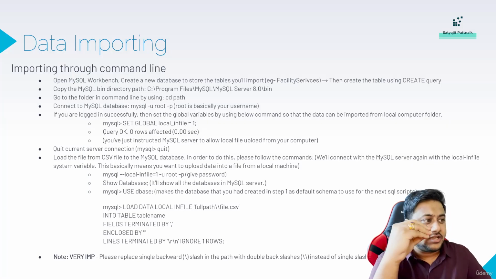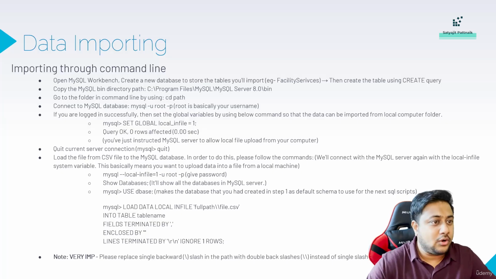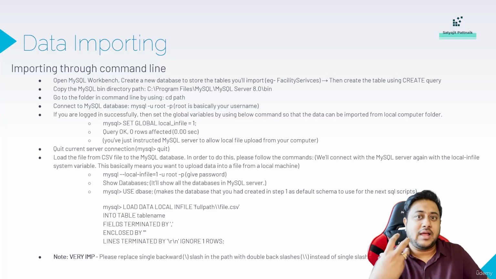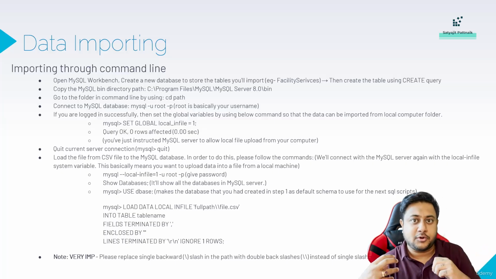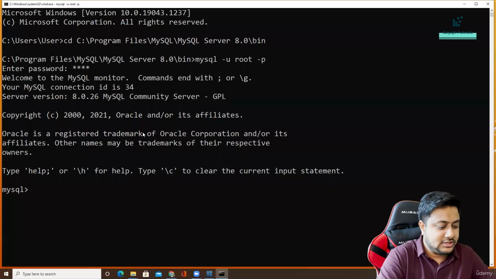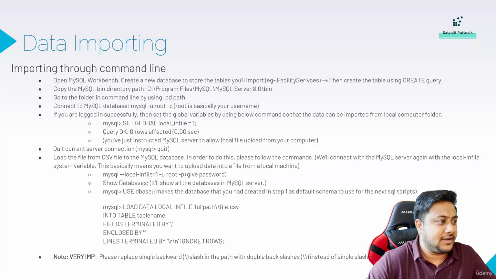Now, if you are logged in successfully, then set the global variable using the below command so that the data can be imported from a local computer folder. In order to give access for your local computer to use a file import using command line, we have to set this global parameter, which is set global local_infile equals 1. Done. Query OK, 0 rows affected.